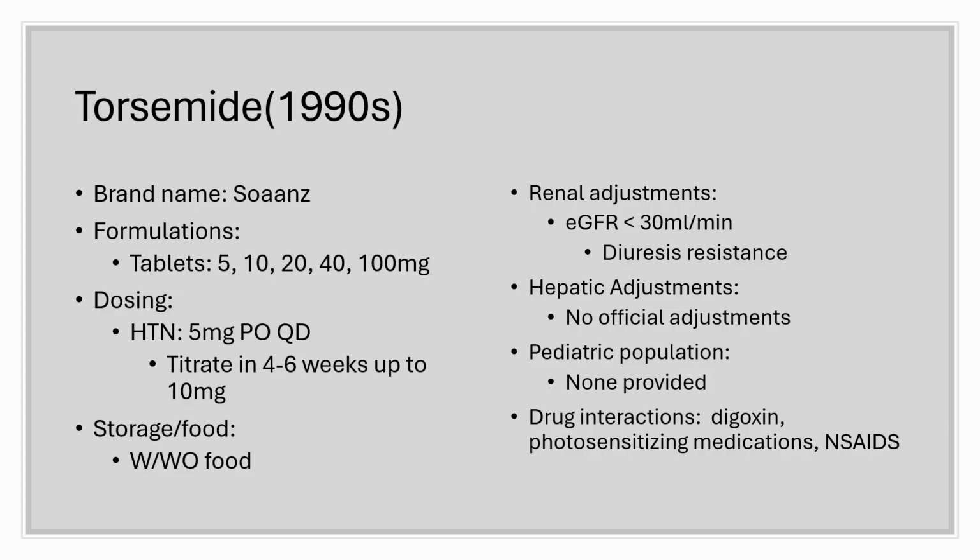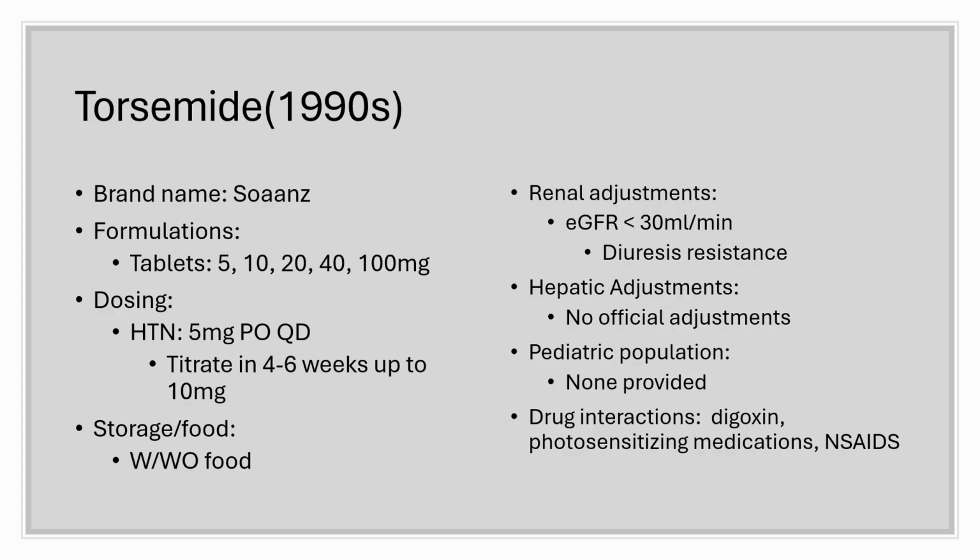Torsemide was approved in the 1990s and is only available in an oral tablet formulation. Unlike furosemide, its labeling does have an indication for the use in hypertension. The dosage range provided for hypertension is much lower than indicated for the treatment of edema. Its initial starting dose is 5 milligrams with a recommendation to titrate to 10 milligrams if needed in about 4 to 6 weeks. For the treatment of edema, it has a maximum recommended total daily dose of 200 milligrams.